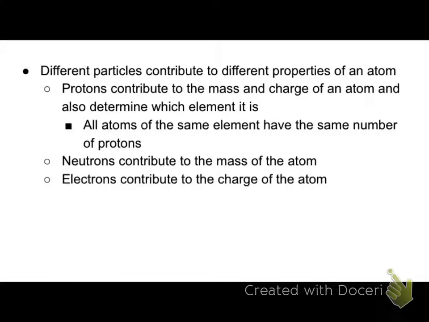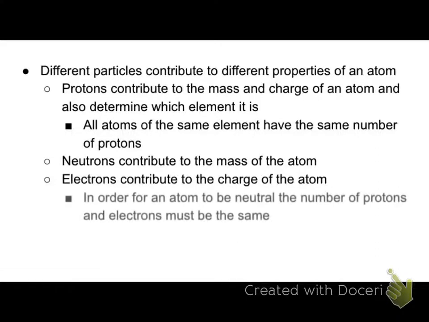And then electrons contribute to the charge of the atom, but not to the mass, because electrons are very, very small and have almost no mass. In order for an atom to be neutral, the number of protons and the number of electrons has to be the same, which most of you were able to identify from the little lab that we did on Friday.